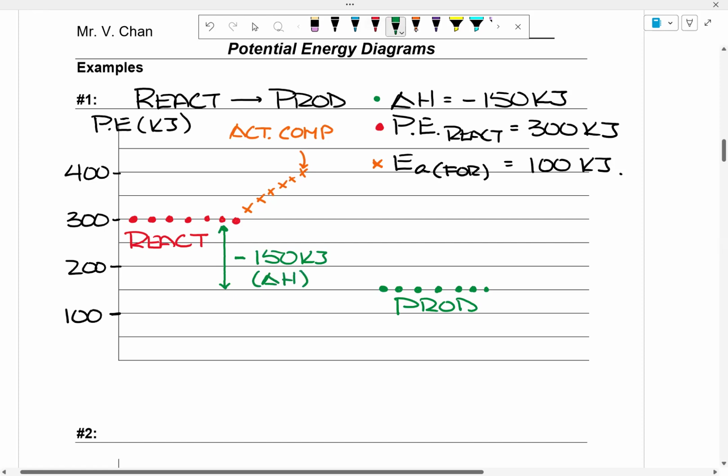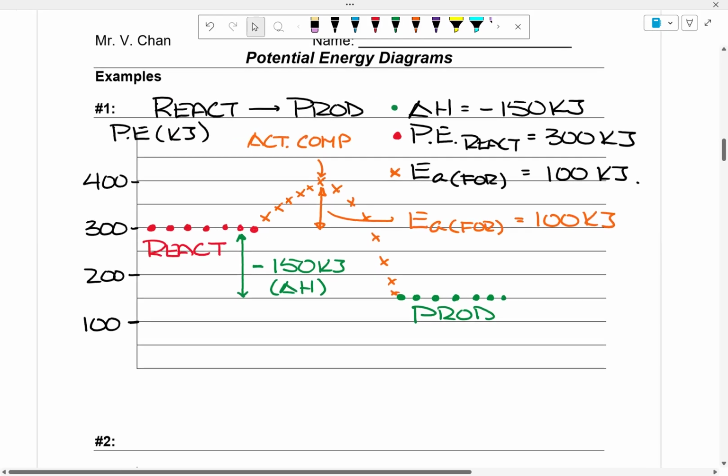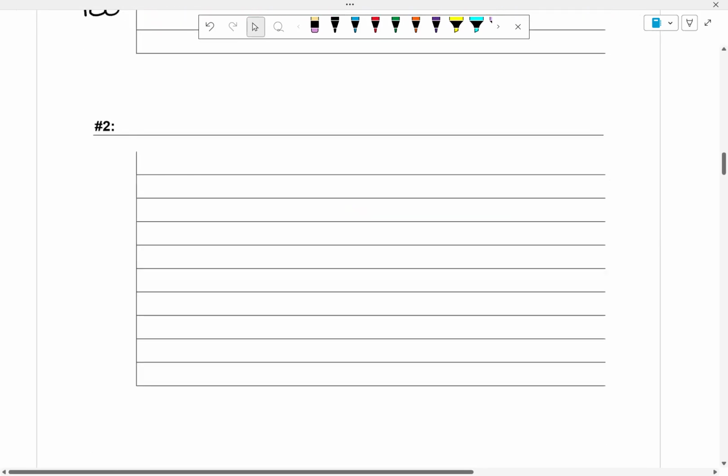And so if I were to complete this, I would look at it something like this. Okay. Now, in this particular case, right here, this is my activation energy for the forward reaction, and in this case, this is 100 kilojoules. So this is how you would plot a potential energy diagram. Now, let me give you a second example.